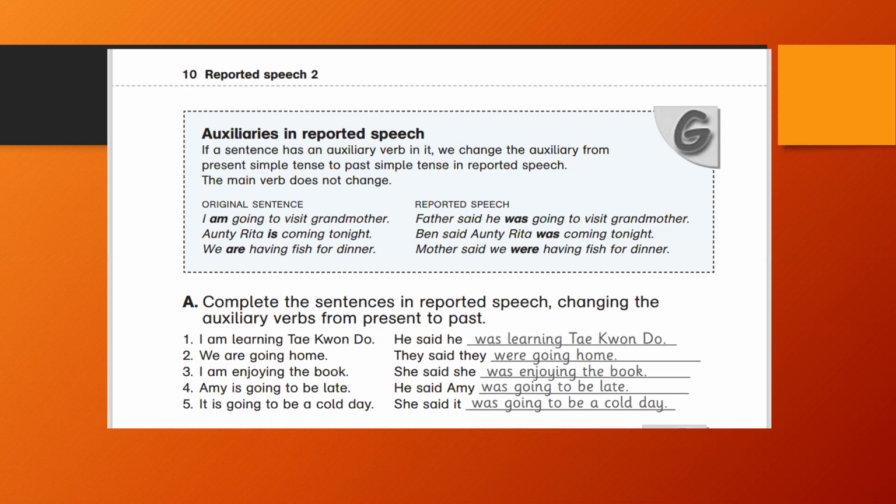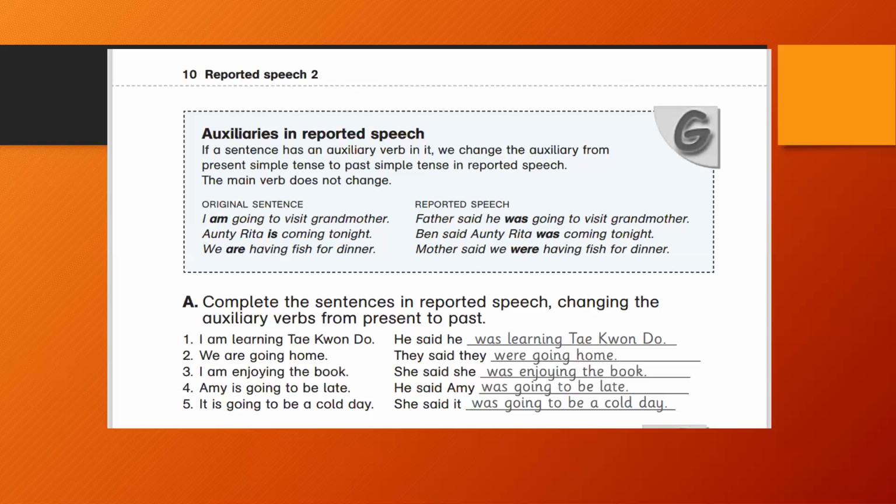Now, in the same way, we have to complete the reported speech in the given sentences in exercise A. These are the original sentences, and on the opposite side, we are going to write the reported speech by using the past tense of the helping verbs or the auxiliaries. I am learning taekwondo. He said he was learning taekwondo. We are going home. They said they were going home. I am enjoying the book. She said she was enjoying the book.